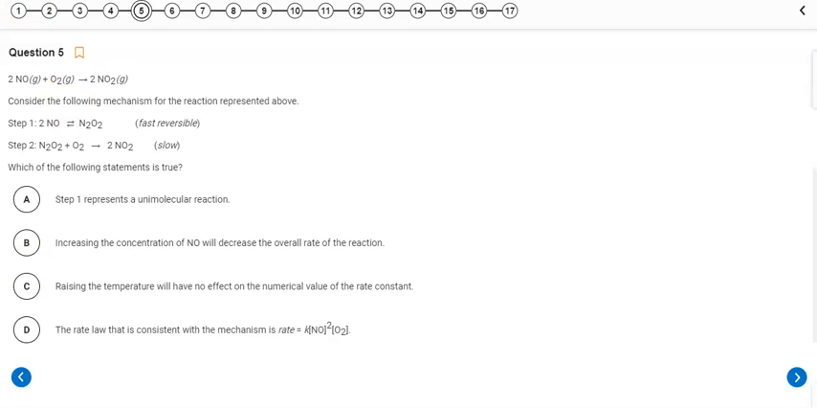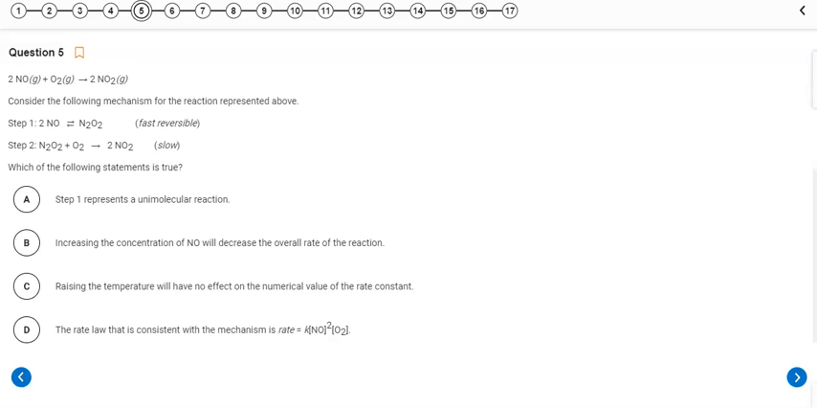Okay, so now we're on to question number 5, and it gives you an overall reaction up at the top. Then it gives you the mechanism, the two elementary reactions that form that overall reaction. It says, which of the following is true? Step 1 represents a unimolecular reaction. Well, that kind of seems right, but I'm not sure, so I'm going to move on.